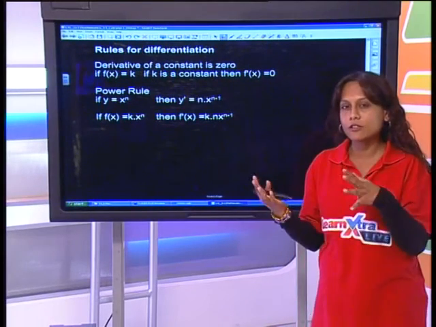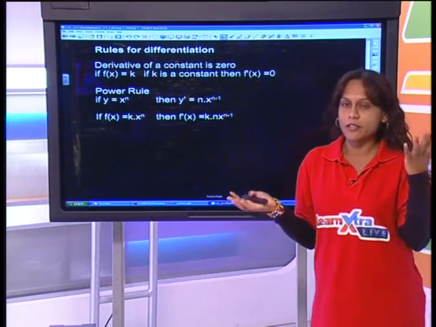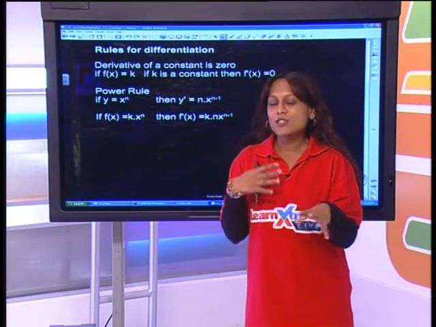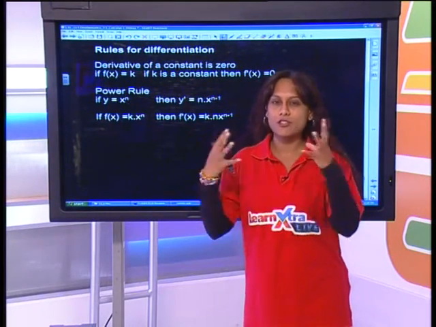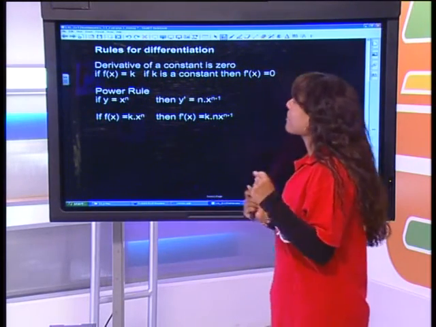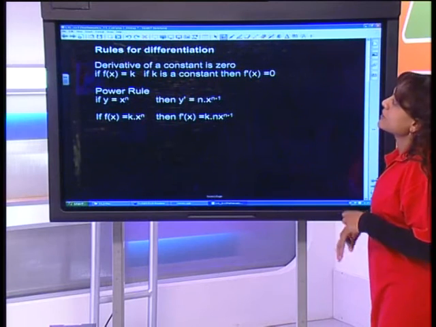Okay, so if you learn the rules, well, you have to learn the rules because you need them for your exam, but when you learn the rules properly, you'll see that it makes life so much easier because you don't have to do the long first principles method. Okay, all right, so the rules for differentiation.